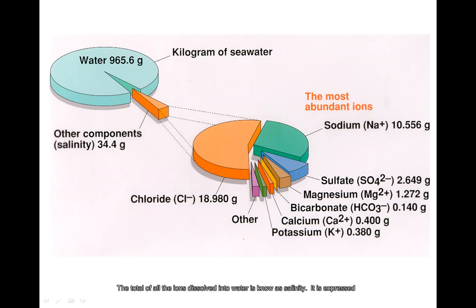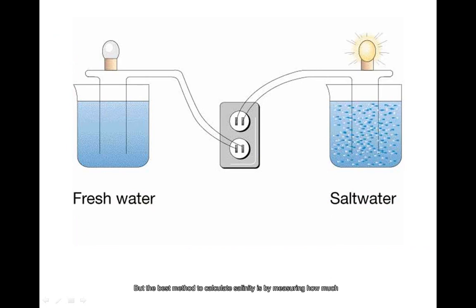The total of all the ions dissolved into water is known as salinity. It is expressed in parts per thousand, and on average makes up about 35 parts per thousand of ocean water, the rest being H2O. Oceanographers measure salinity in a couple of ways. They can evaporate away the water, or measure its density, or measure how much light refracts when it passes through it. But the best method to calculate salinity is by measuring how much electricity a sample of water conducts.